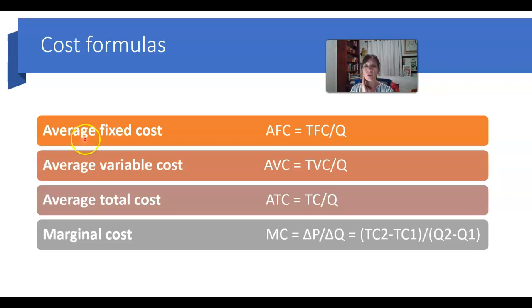The formula for average fixed cost is equal to our total fixed cost divided by our output. Our average variable cost is equal to our total variable cost divided by our output. Our average total cost is our total cost divided by our output. So these are formulas that you need to learn. You need to memorize them.